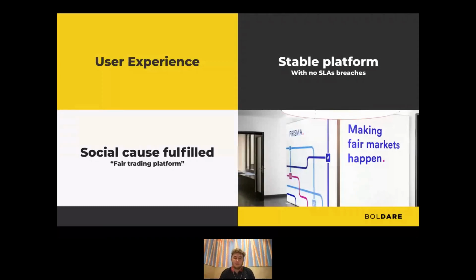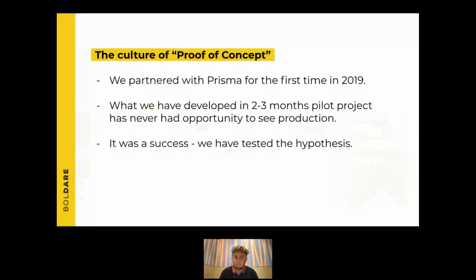That's a really tough topic, and you need to also consider such investments. And the hardest one, I would say, at least for me, is social cost fulfilled, like a fair trading platform. Is our platform really making fair markets happen? That's a really tough question. And how to connect this with money even? So that's really getting complex.